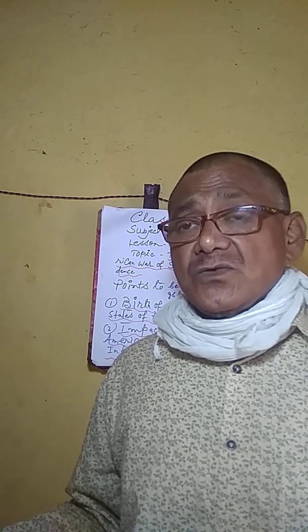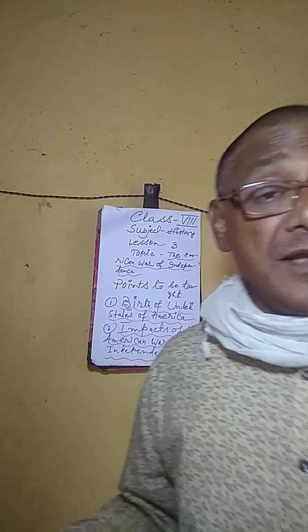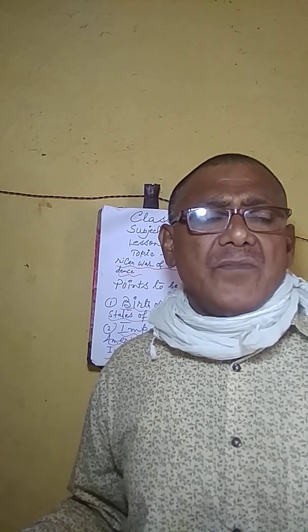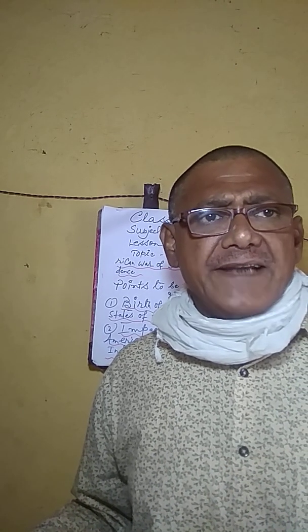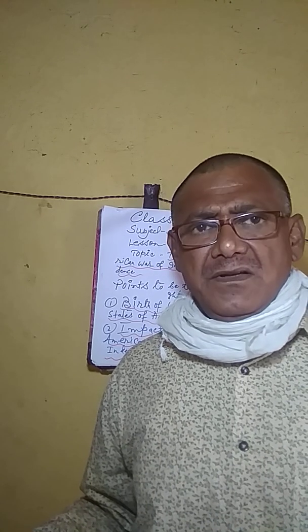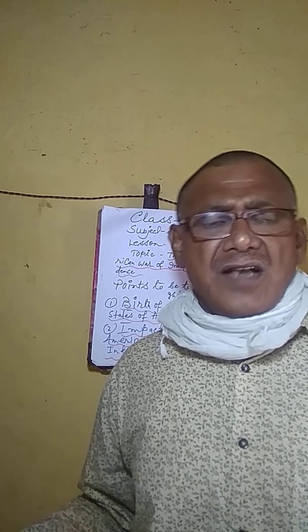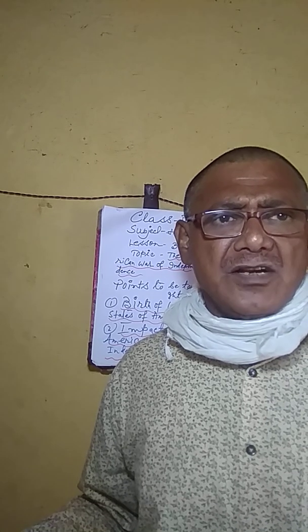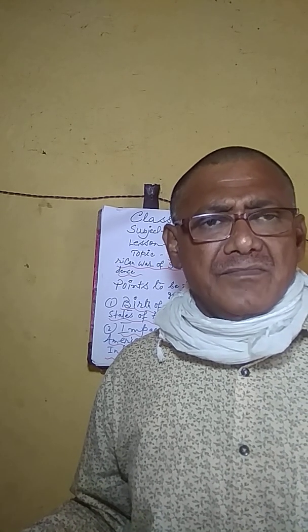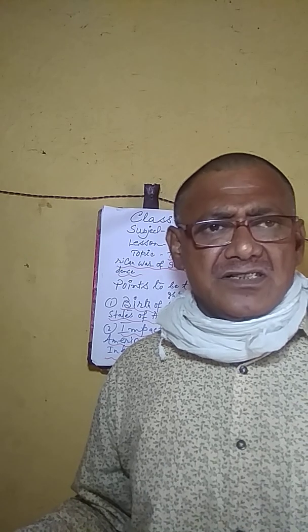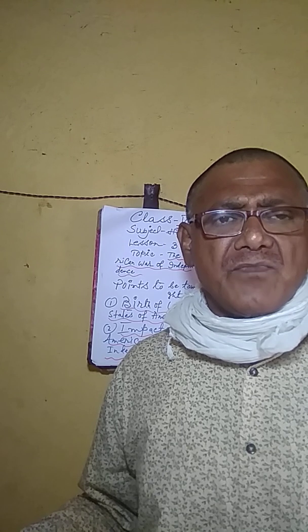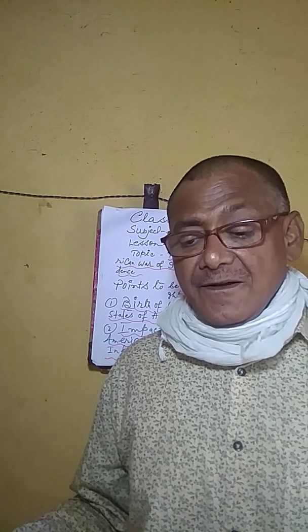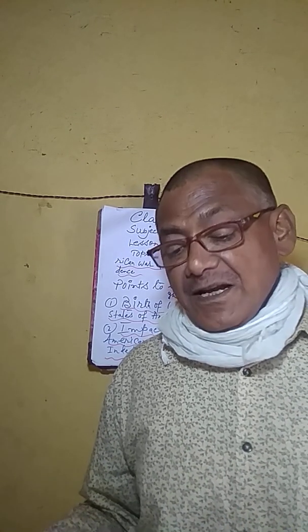The Bill of Rights was the important part of the constitution. Why? Because it guaranteed the fundamental rights of the citizens of America: the right of religion, the right of speech, and the right of justice. These all were the fundamental rights recognized by the Constitution of America for their citizens. It was adopted in the year 1791.